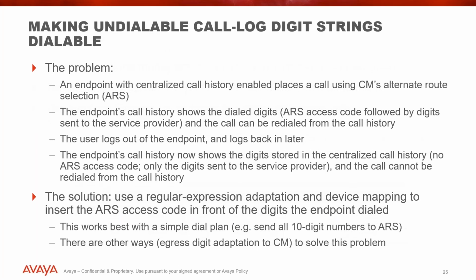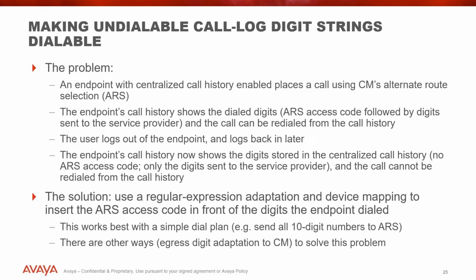Okay, on to our next example, making undialable call log digit strings dialable. The problem, this is a pretty elaborate problem. If you use centralized call history on Session Manager, you may have run into this problem before. So you place an outgoing call from your SIP endpoint, for example, an Avaya hard phone. This also works on the Avaya Workplace app, for example. You place an outgoing call, and the digits you dialed wind up in your endpoint's outgoing call history.